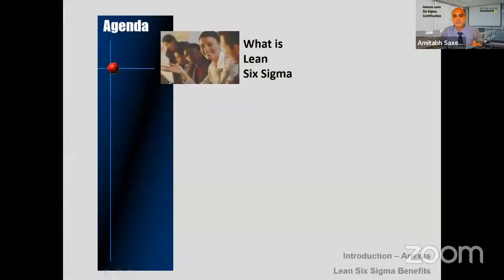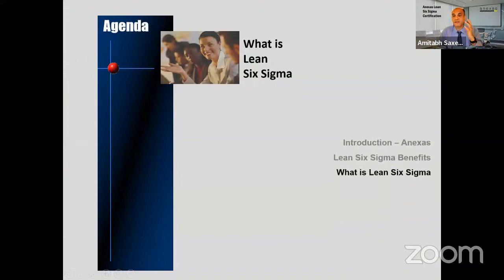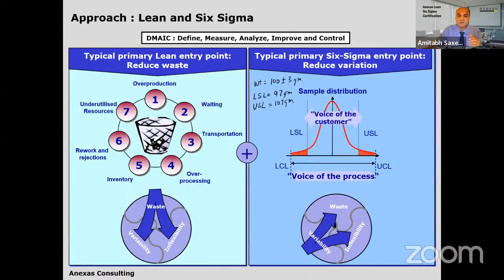So let me introduce you to the basics of Lean and Six Sigma. Now, Lean talks about reducing the waste in the system, and Six Sigma talks about reducing the variation in the system. So let us take some example. First, in Lean, we have to look at the value. Think of the value from the customer's perspective, not from your perspective.